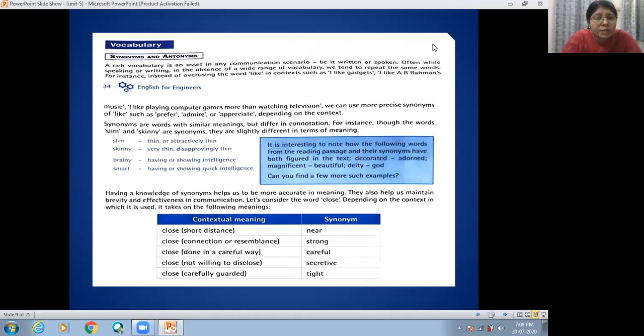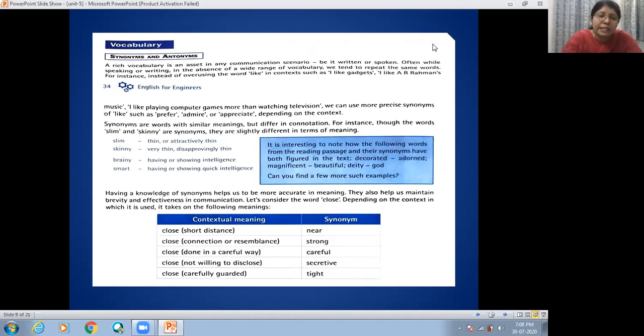So synonyms are words with similar meanings but differ in connotation. For instance, though the words slim and skinny are synonyms, they are slightly different in terms of meaning. So synonyms might be similar in meanings, but sometimes they differ in connotation. That means the way that we are talking about. Slim and skinny, they are synonyms, but there is a very slight difference in meaning. Slim means thin or attractively thin, while skinny means very thin or disapprovingly thin. That is a negative connotation.